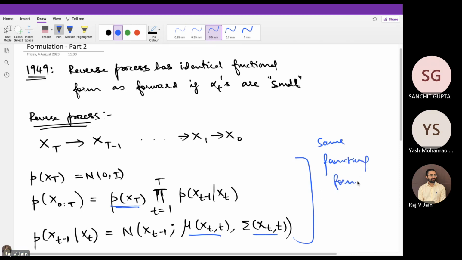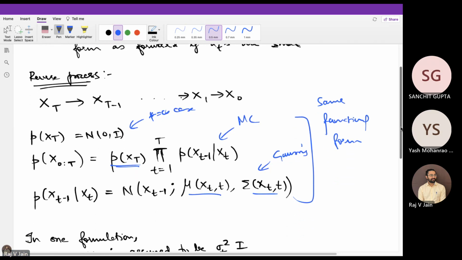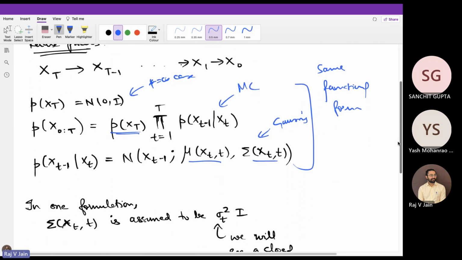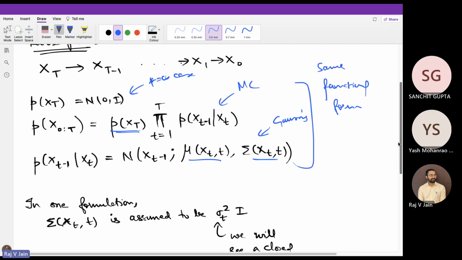So this is exactly what it means when we say same functional form. This is the Markov chain idea, this is the Gaussian idea, and this is the idea of the t equal to infinity case in our scenario. Now, one formulation that the authors have explored and everything.